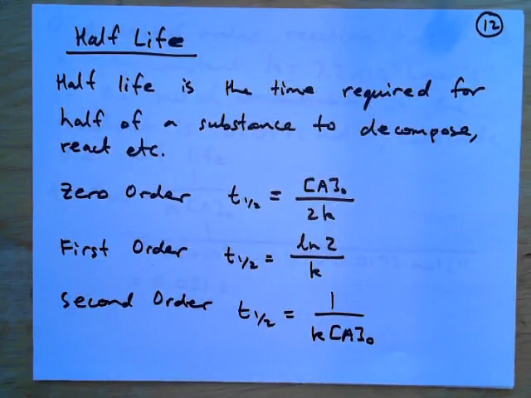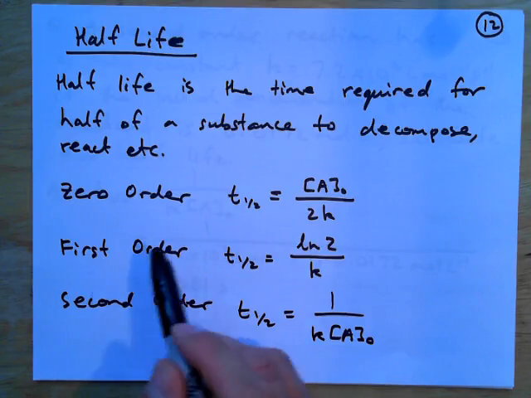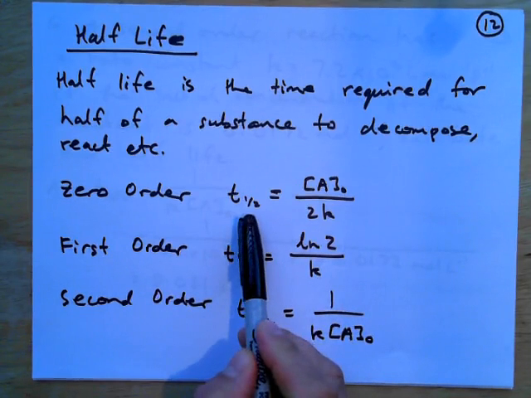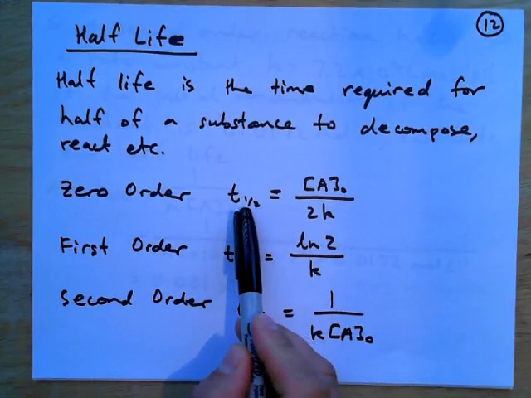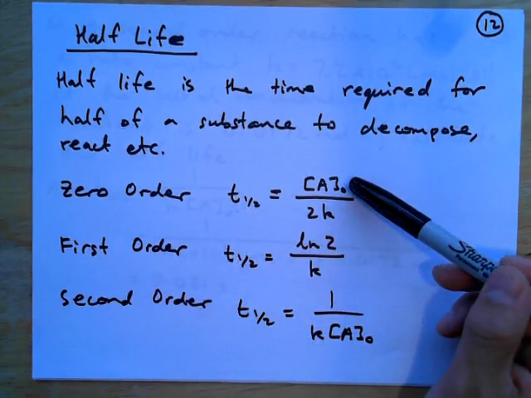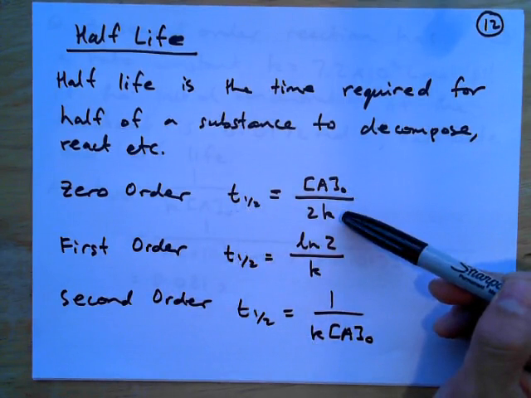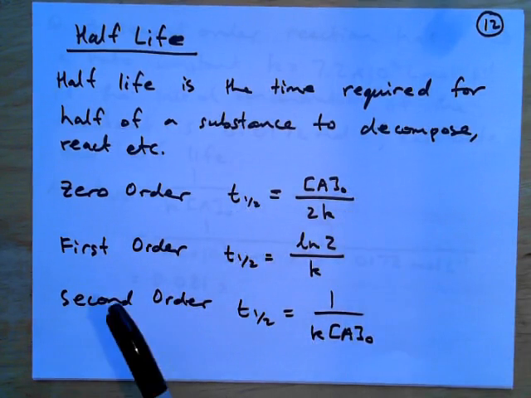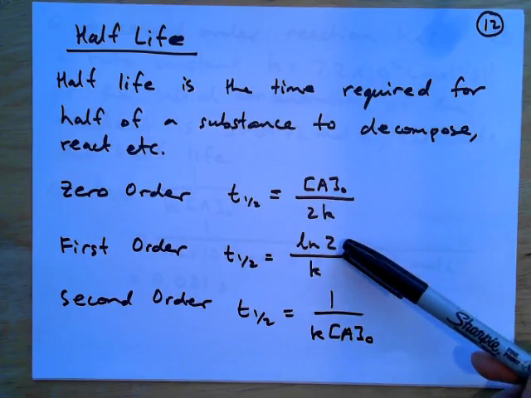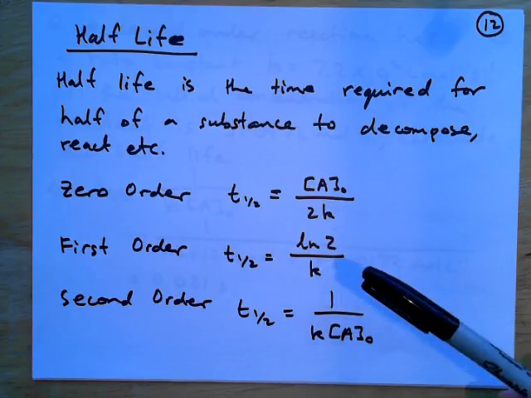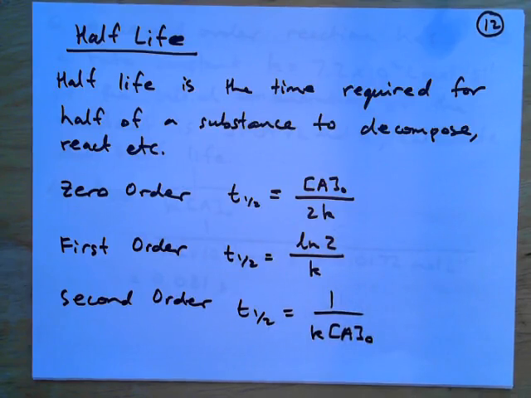Now we come to half-life. Half-life is really the time that's required for half of a substance to decompose or react, or if you've got nuclear reactions, for one isotope to turn into some other element. So for zero order, we have t to the half, which is just the way we write the time for a half-life. For zero order, it's the concentration A naught over 2 times the rate constant k. For the first order, it's the natural log of 2 divided by k. For the second order, we have 1 over k times the concentration A naught.